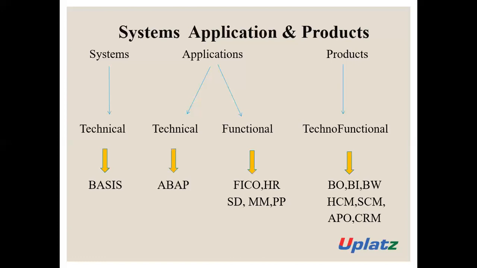Then comes SCM, Supply Chain Management. If we want to learn SCM, first of all we should have a good knowledge of MM, Materials Management. Then FICO or SD for APO, Advanced Planner Optimizer, and SD for CRM, Customer Relationship Management. In simple words, the techno-functional modules are nothing but extensions of the basic modules in SAP.